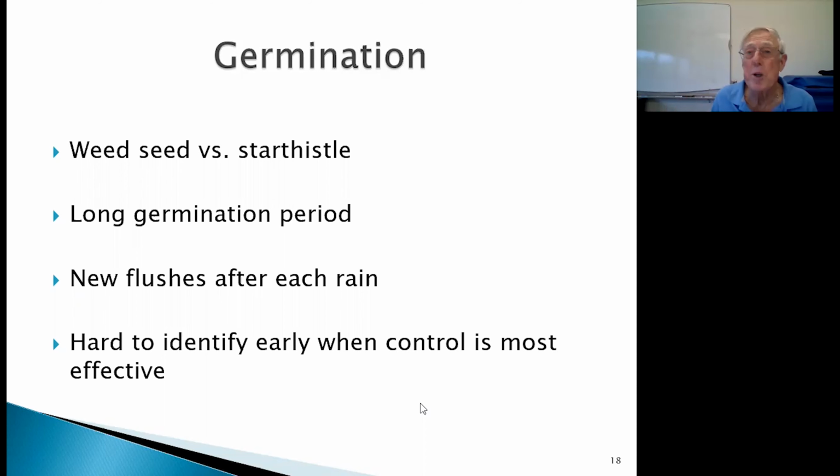That makes trying to control it a nightmare, because you can go out and destroy it after the first or second flushes, and then you'll get a third flush, and you go out and destroy that, and you get a fourth flush, and then you destroy that, and you get a fifth flush. So you're constantly out there fighting this stuff, trying to get rid of it. It's a frustrating task. And then, as I've already said, it's really hard to identify the star thistle, as we've seen, when control is most effective in its early growth stages.